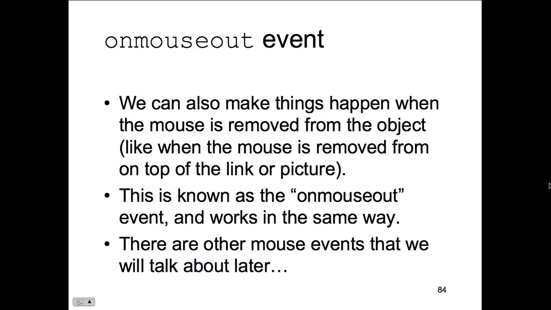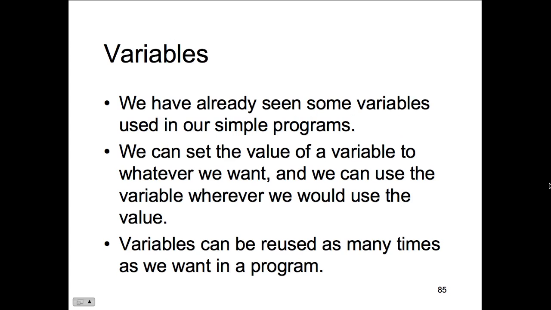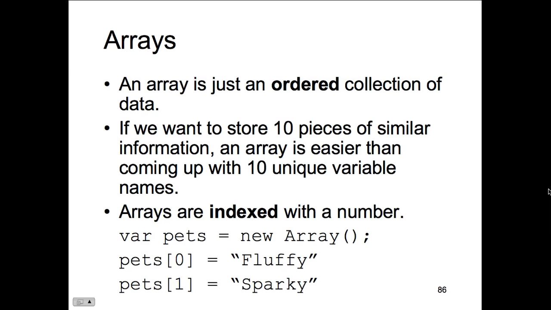It works the same way. There are other mouse events as well. We also have variables that can be responded to in terms of the object model. So we've already seen some of the variables using sample programs. We can set the value of variables to whatever we want, and we can use the values whenever we want to use them. So the variables can be reused as many times as we want in the program. And here's an example of how we would want to do that.